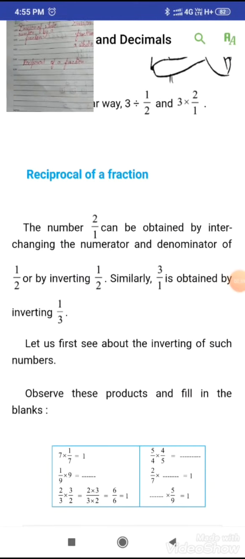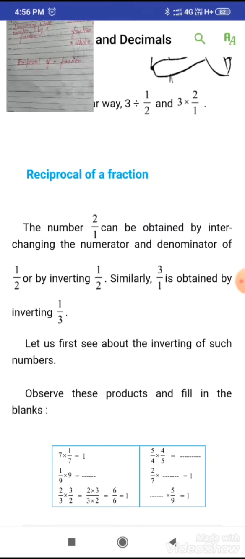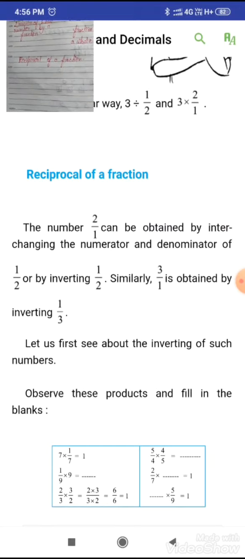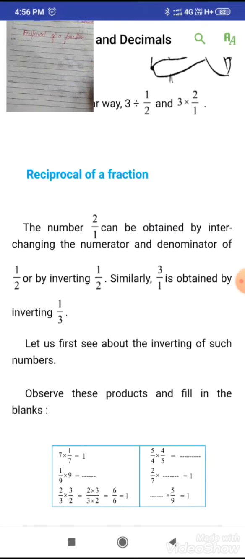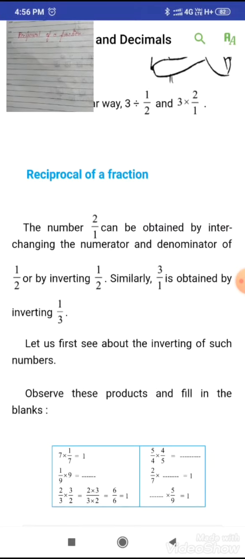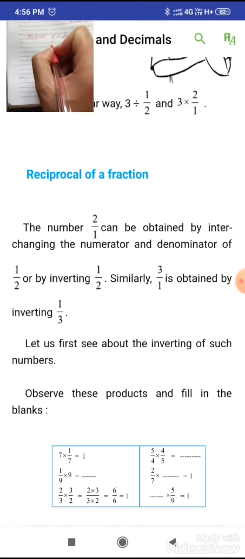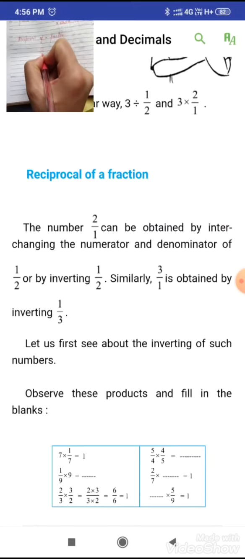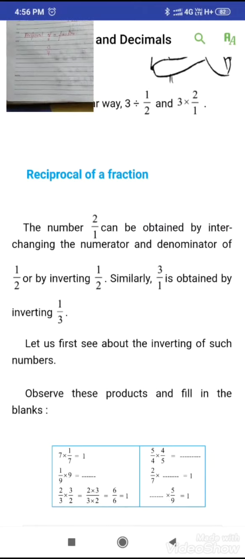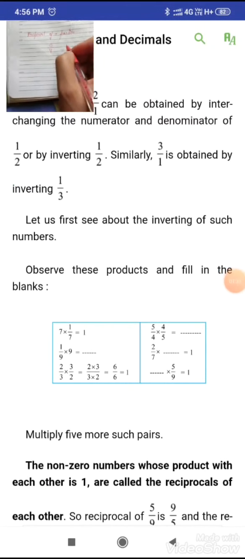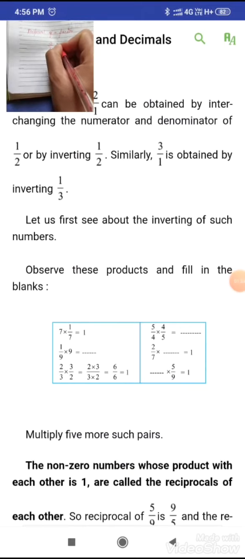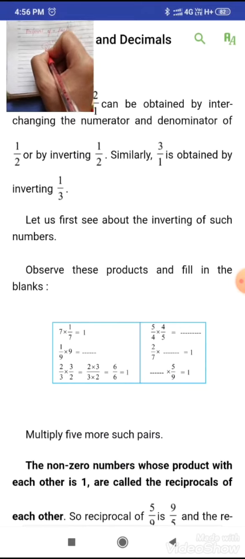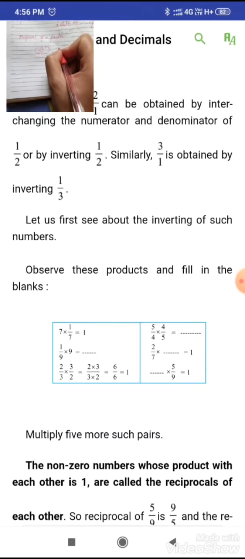For understanding division of a fraction, first we have to learn about reciprocal of a fraction. So what is the reciprocal of a fraction? It is simply an interchange between digits which are in the numerator and in the denominator. Suppose we have a fraction 3/4. When we interchange its digits which are in the numerator and in the denominator, we obtain a new fraction.